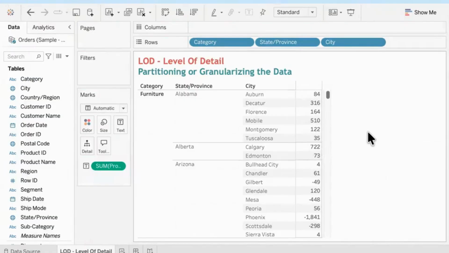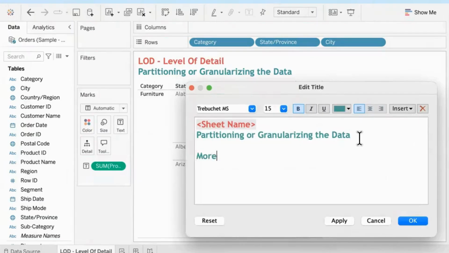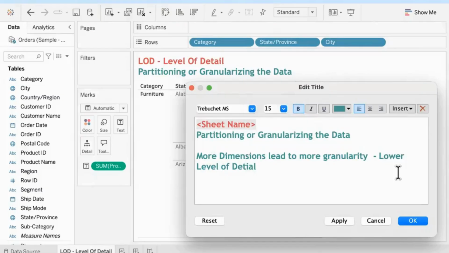So as you bring more and more dimensions into the canvas, the data becomes more granular, which means more dimensions lead to more granularity in the representation of the data. You're going to a very low level of detail, a zoomed-in level. You're zoomed into the data too much.